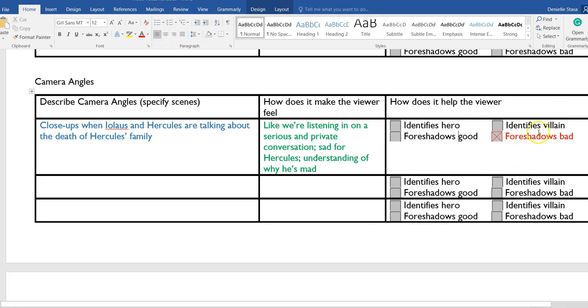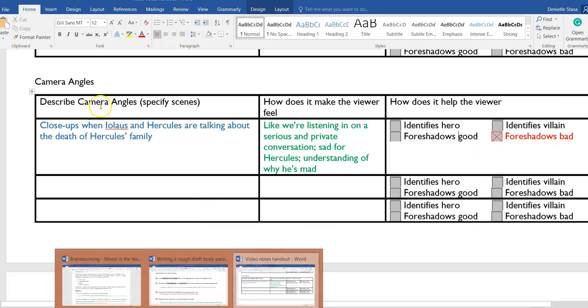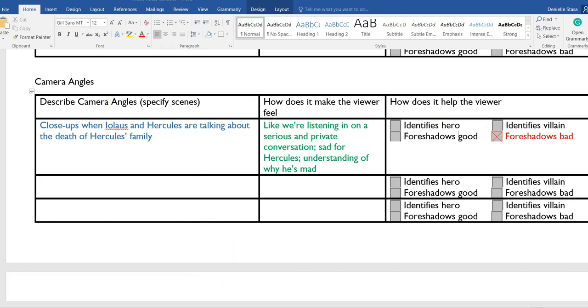And what it did for us is that it foreshadowed that there was probably going to be a confrontation between Hercules and Juno. He's saying it. We're getting this serious, intense feel to the scene. And so we're anticipating that there's going to be confrontation, foreshadowing something bad is going to happen further on in the story. So now I'm going to put these ideas into my paragraph.